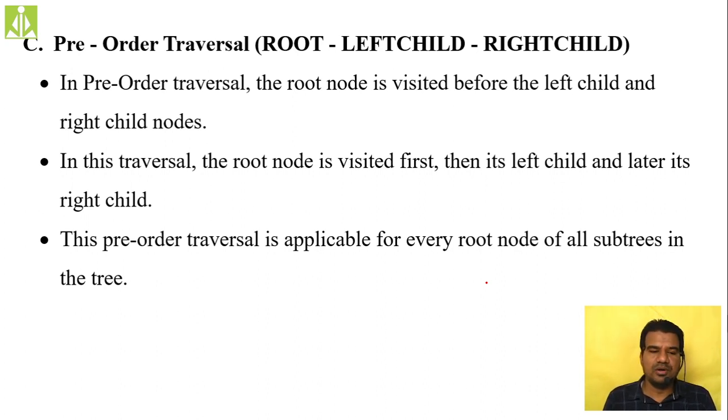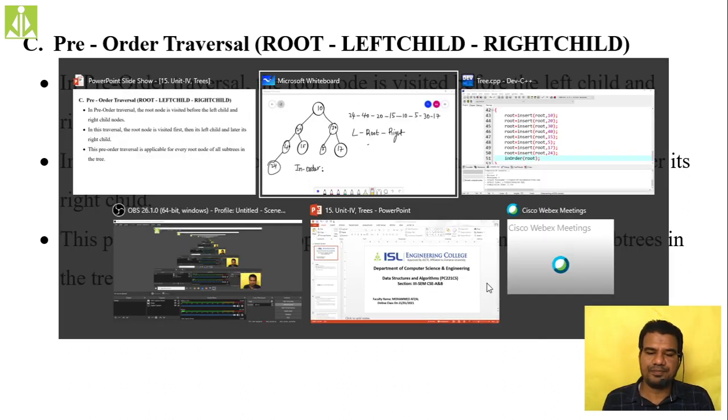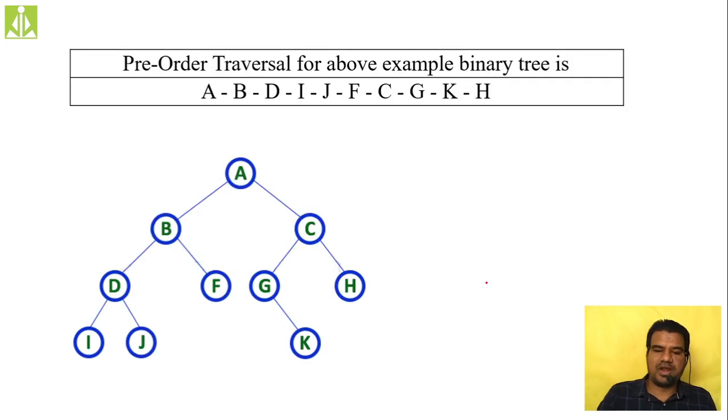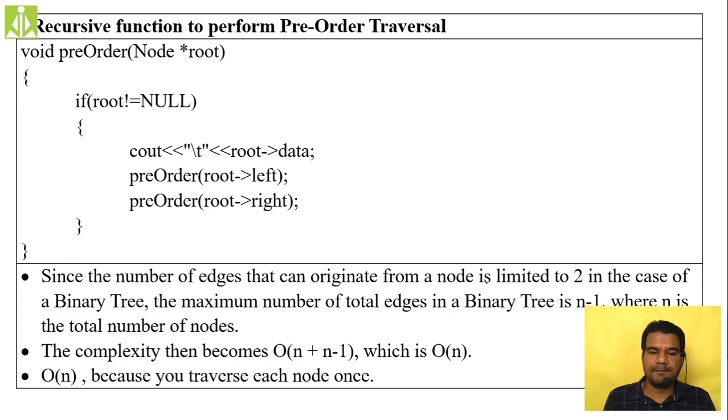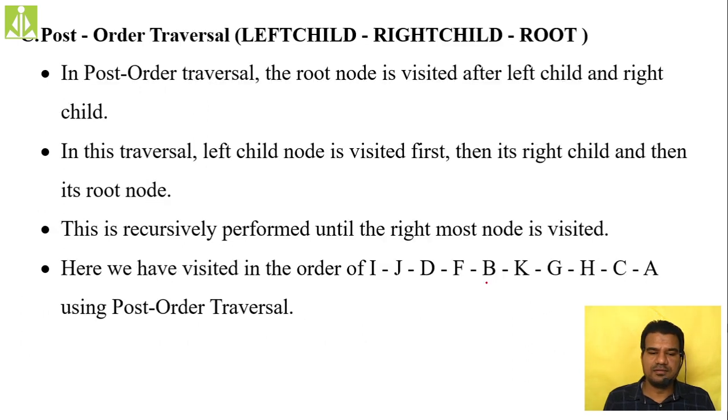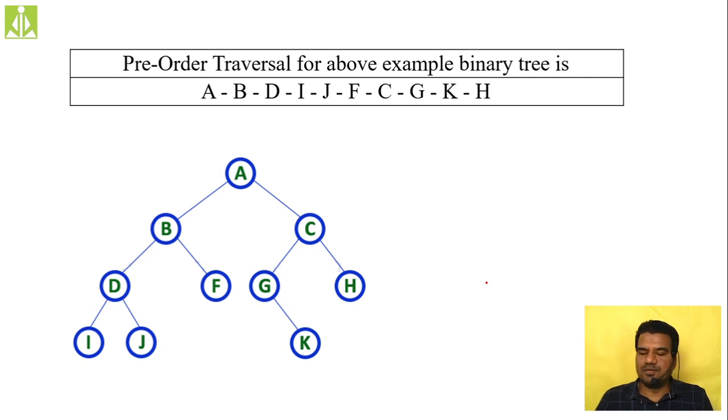So over here what we do, first we visit the root, then we visit left child, then we visit right child. Unlike the previous one, here we have to visit first root node, then go to the left child, then go to the right child. Okay, so this traversal technique we try to see on this example. Pre-order traversal.